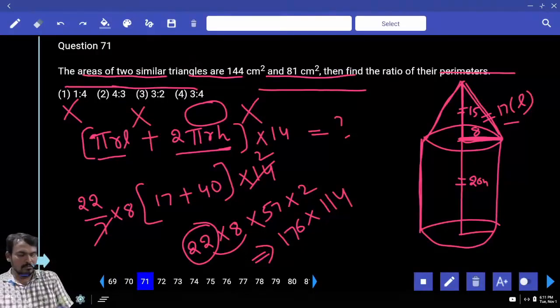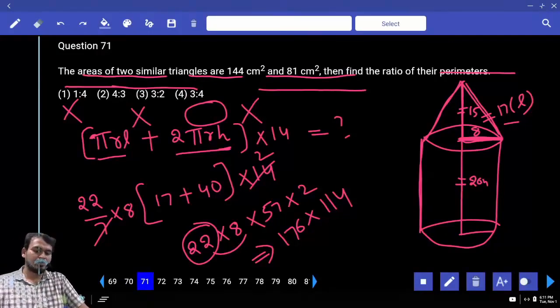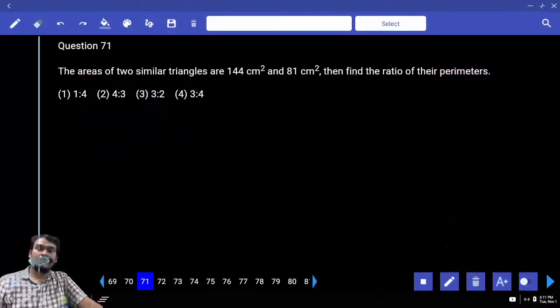Next 71. The areas of two similar triangles are 144 centimeter square and 81 centimeter square. Find the ratio of their perimeters. Here, similar triangles' areas are in which ratio?